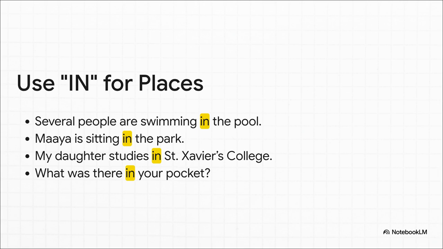Let's look at a few more examples here. You see, each one of these defines a kind of boundary. You are in a pool because you're literally enclosed by the water. Maya is sitting in the park, she is within its gates. Even your pocket is a small container, right? So whatever is inside is in it.